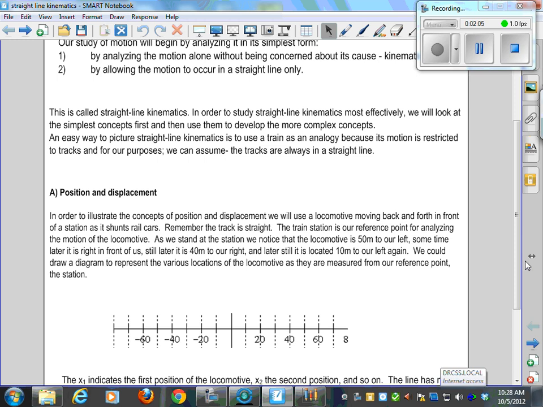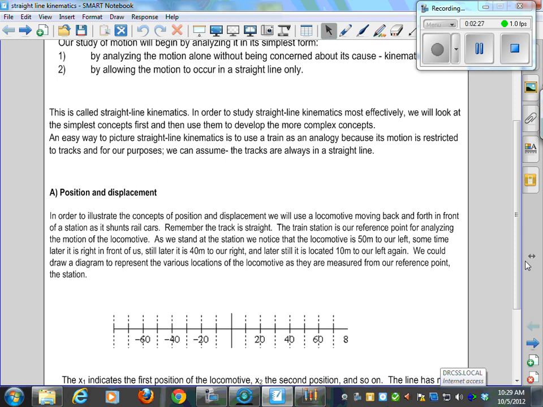So, in order to illustrate the concepts of position and displacement, we will use a locomotive moving back and forth in front of a station as it shunts rail cars, moves rail cars back and forth. Remember that the track is straight. The train station is our reference point for analyzing the motion of locomotives. So the train station is marked with a? 0. Not a 3, a 0.